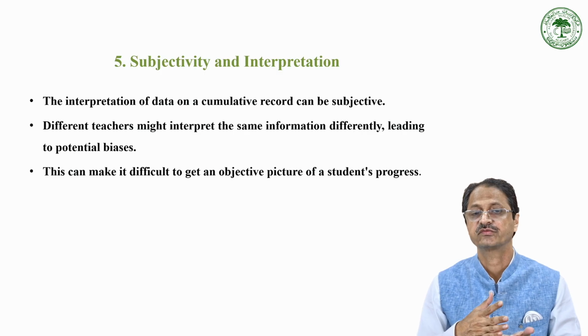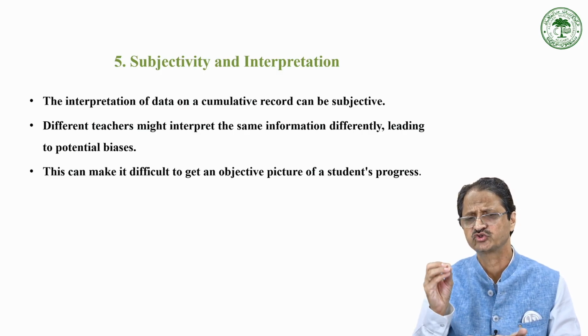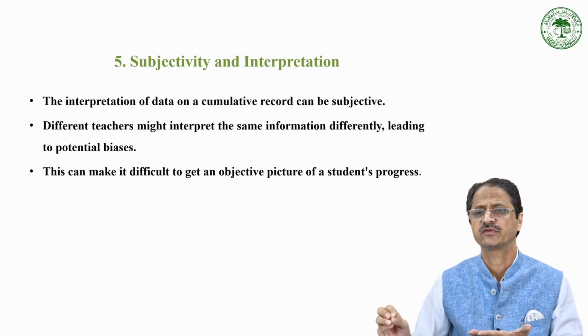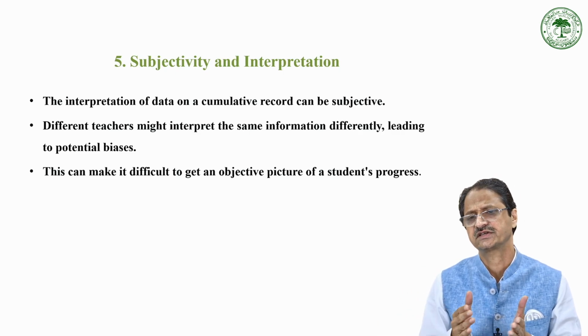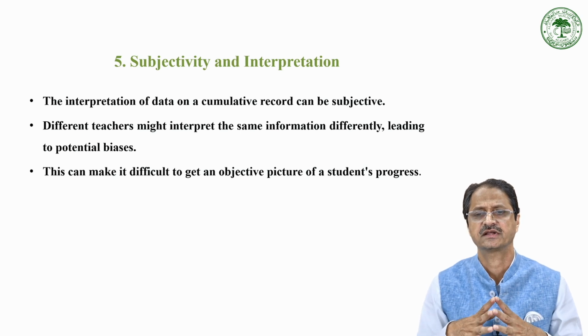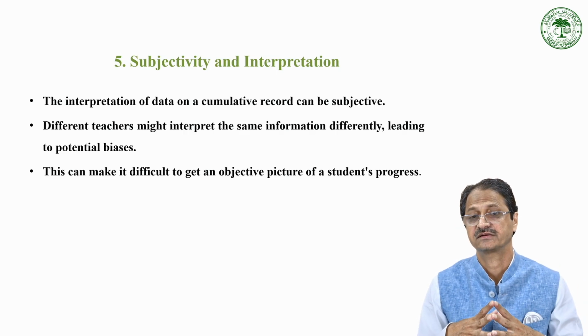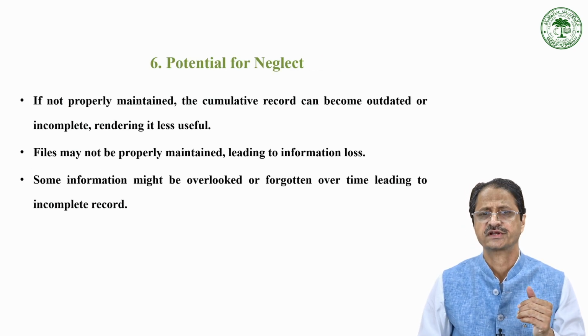The interpretation of data on a cumulative record can be subjective. Useful information is not recorded, but unuseful or insufficient information is present in it. That is making it subjective. Different teachers might interpret the same information differently, leading to potential biases, as explained previously. This can make it difficult to get an objective picture of the student's progress.